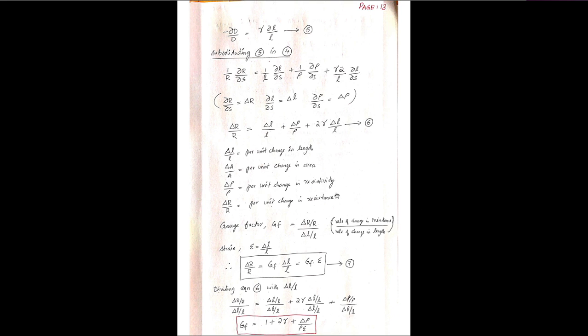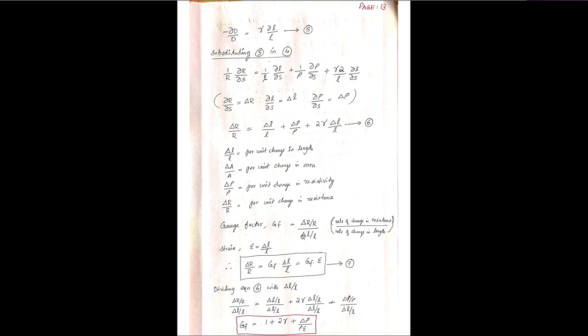This is very, very important. The gauge factor of a strain gauge is defined as the rate of change in resistance of a strain gauge to the rate of change in length of a strain gauge. That is delta R by R divided by delta L by L, which is defined as the gauge factor.